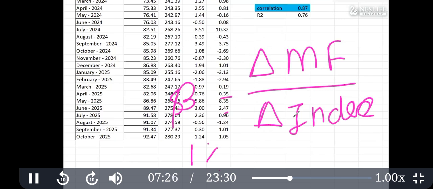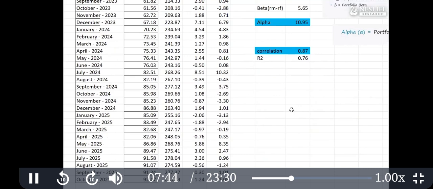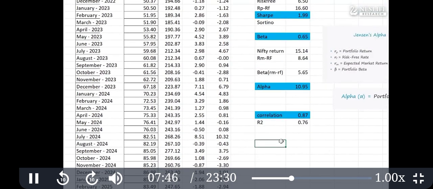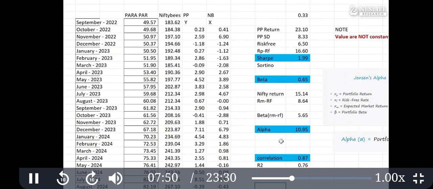Suppose beta is 1.2. What will happen? If the index increases by 1%, the mutual fund will go up by 1.2%. If the index increases by 10%, it will increase by 12%, and so on. So that is how much your mutual fund portfolio increases with the change in the index. That represents the beta. And you calculate it by the slope function.